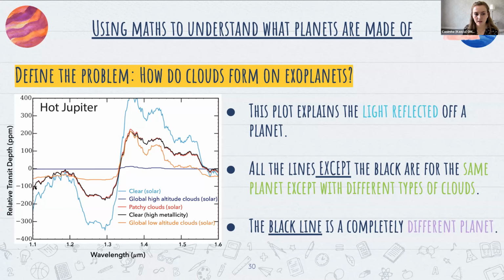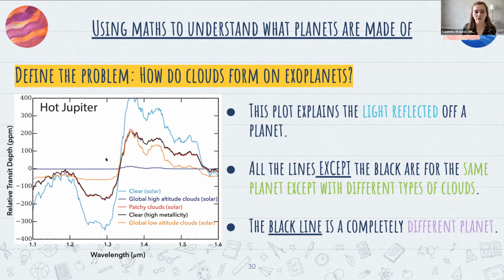And then the other interesting thing is that the black line is a completely different planet. So if we look, you can see that the black line and the red line agree really closely, yeah? But the red line is one planet with patchy clouds, and the black line is a completely different planet with no clouds. But look at those spectra, they look identical. So when you looked at one of those, if you didn't know there were clouds there, you might think it was the black planet. But really, it could have been the red planet with some clouds.